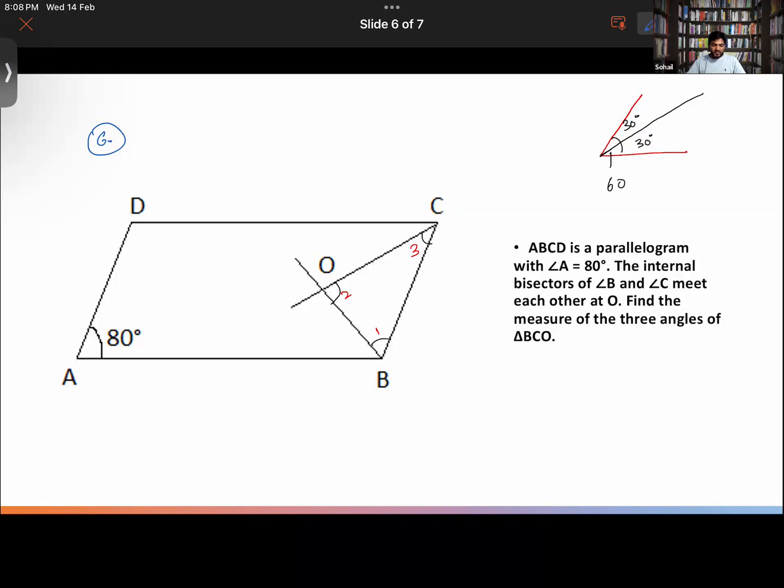First of all, you tell me, is anyone able to find the value of angle 3? What is the measurement of angle 3? No, sir, not yet.